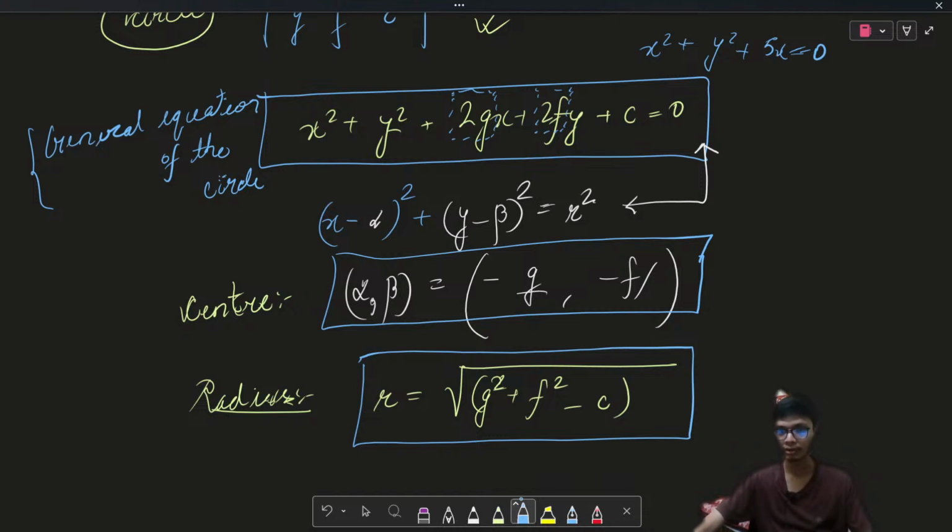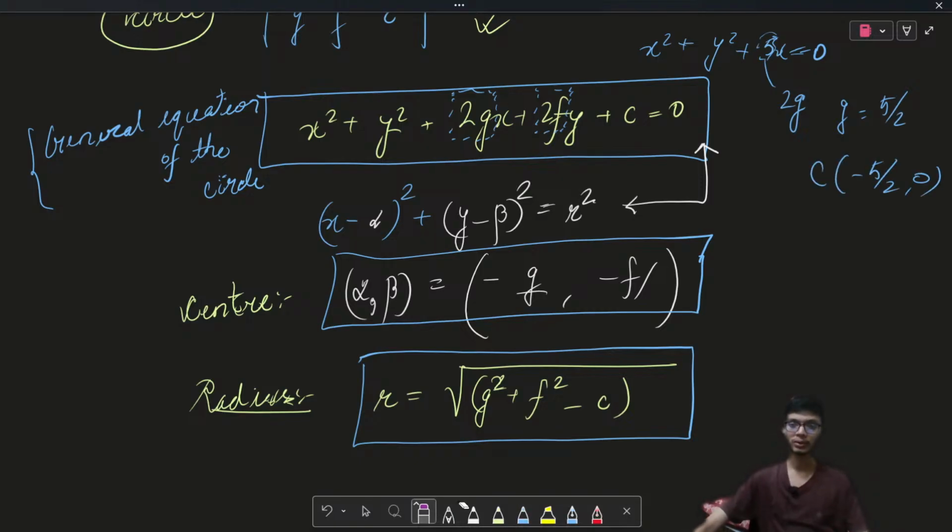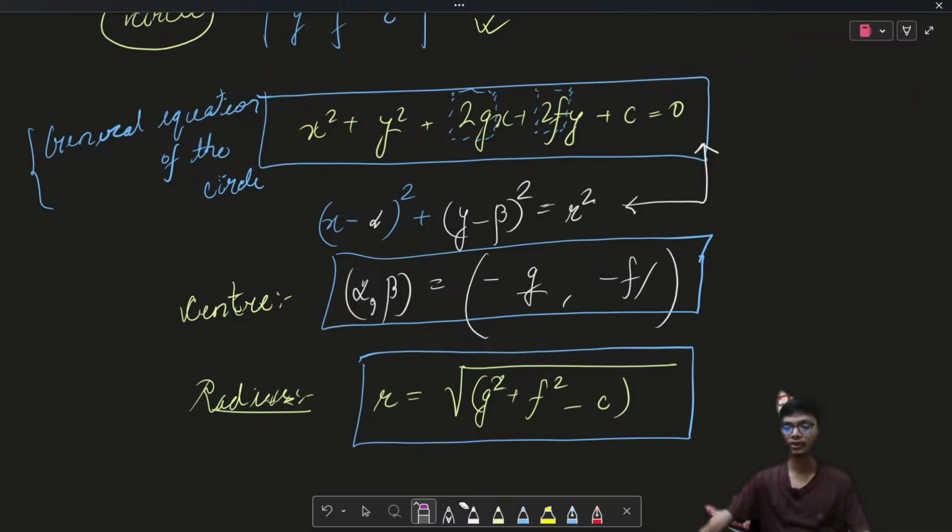This constant with x is basically assumed to be 2 times g. So therefore from here g is 5 by 2, and therefore the center will be minus of 5 by 2 comma 0, right? So please take a note of this particular thing, because it's going to be very useful and important, especially when I give you any general equation, right?